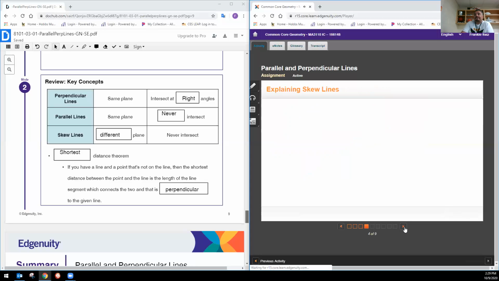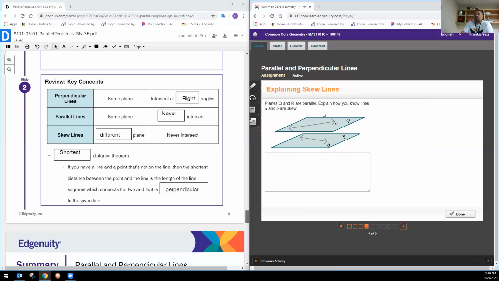Okay. Explain why lines A and B are skew. Okay, well, let's see. Because plane Q and plane R are parallel, that means that they won't intersect. They're on different planes. I put different net, so let's change that. Different planes, and because they never intersect.